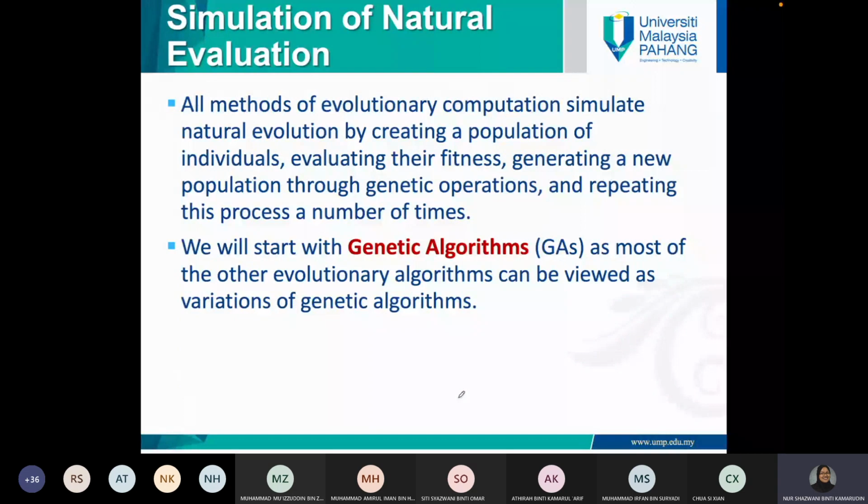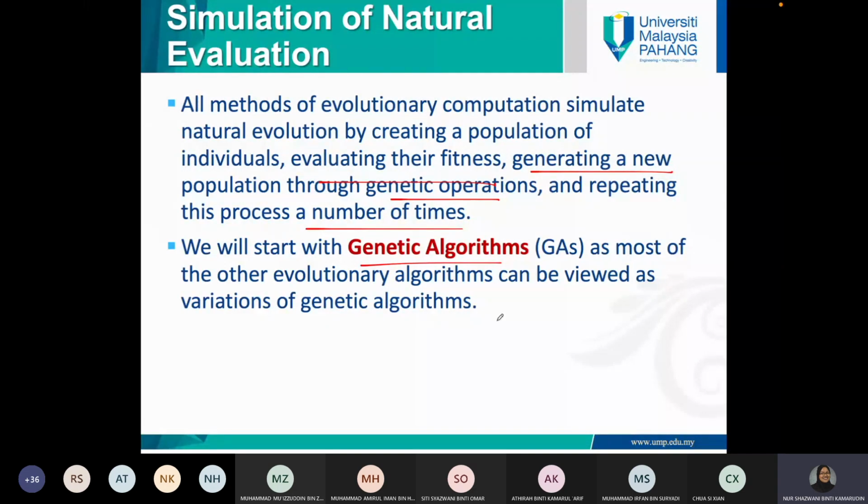So all methods of evolutionary computation simulate natural evolution by creating a population of individuals, evaluating their fitness, generating a new population through the genetic operations and repeating the process a number of times. So that's just the theoretical part for you to understand. So we will start with genetic algorithm. Most of the other evolutionary algorithms can be viewed as variations of the genetic algorithm.